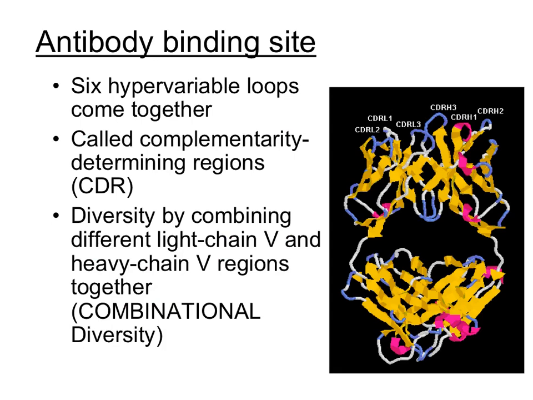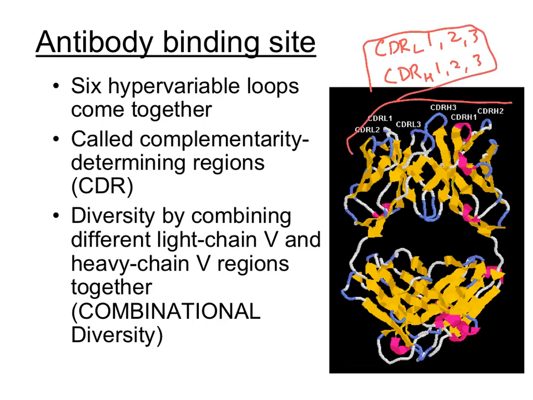And so you are going to have these complementarity determining regions. You're going to have them for the light chain, and you're going to have complementarity determining regions for the heavy chain. And each one has 3. So you're going to have 1, 2, and 3 for the light chain, and 1, 2, and 3 for the heavy chain. And so you get all 6 of those coming together, shown here, as those loops are what can be different and create specificity for binding to antigens. Now that is cool.